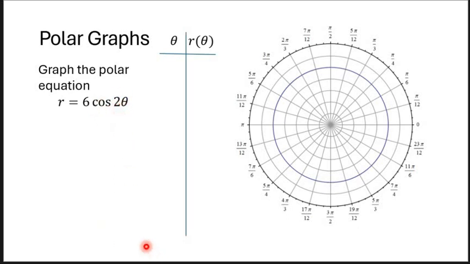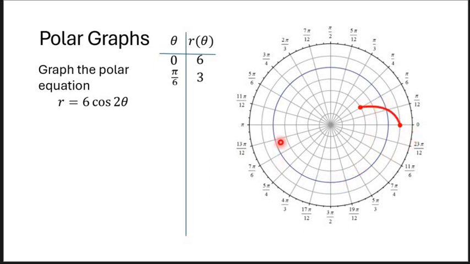So let's plot some points. If I plug 0 in, the cosine of 0 is 1. And 6 times 1 is 6. So I get the point (6, 0), which is out here. And then I'm going to plug in pi over 6. So when I plug in pi over 6, that's the cosine of 2 times pi over 6. 2 times pi over 6 is pi over 3. And the cosine of pi over 3 is 1/2. 6 times 1/2 is 3, so I get the point (3, pi over 6). And I plot that point and connect those dots with a smooth curve.